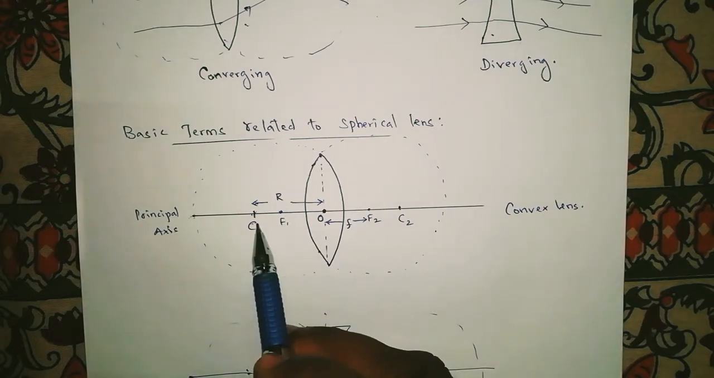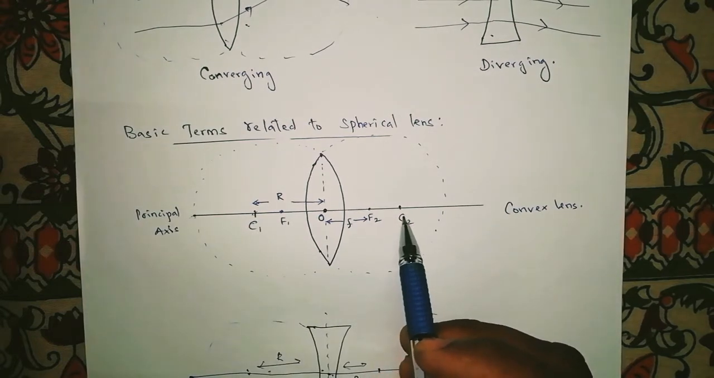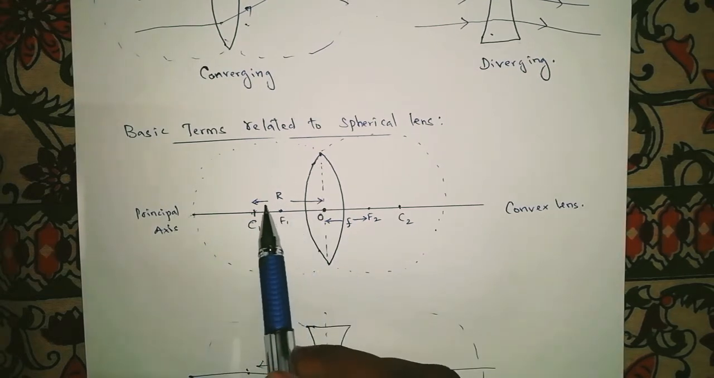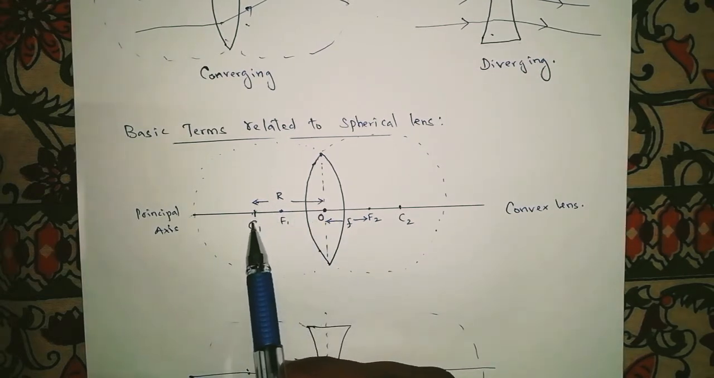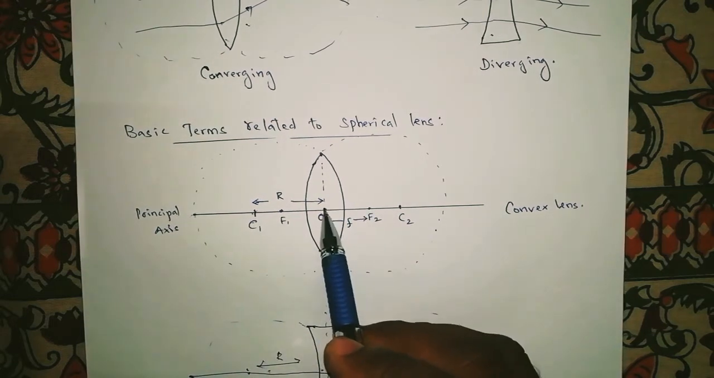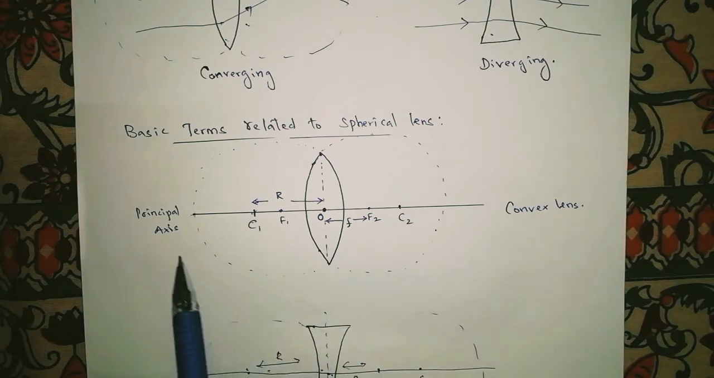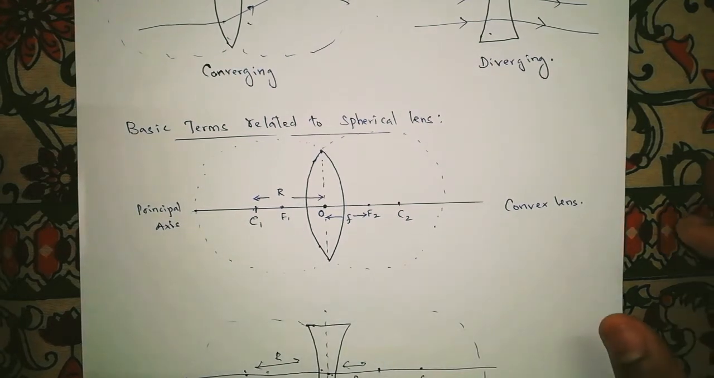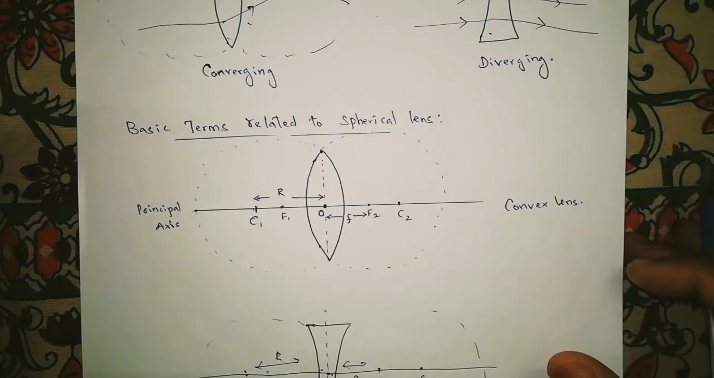And C1 and C2 are the centers of curvature on both sides, right? And you know that this is the radius of curvature, which starts from the center of curvature to the optic center. So it is for both sides, okay? And the principal axis. All these things are the basic things that we should know before starting this topic.